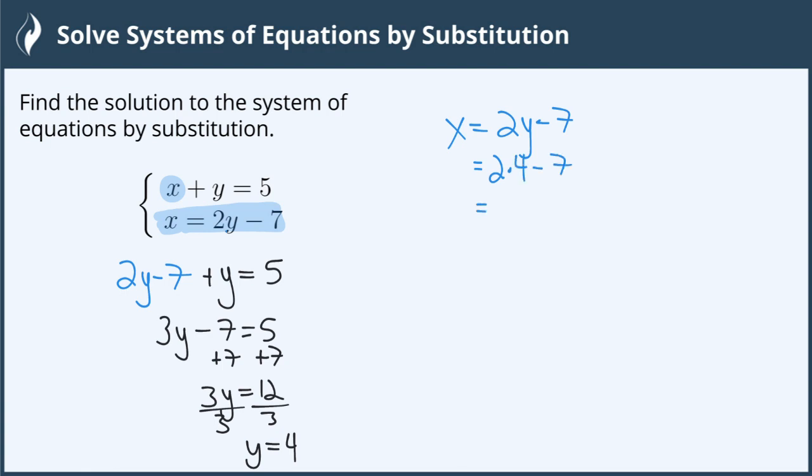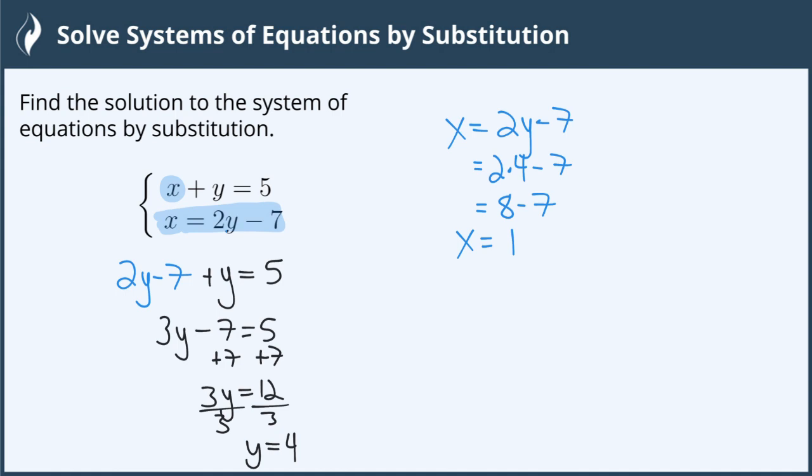This gives us 2 times 4 is 8. And 8 minus 7 is 1. So now we know that our x is 1. In fact, if you check that in the top equation, x plus y equals 5, since x is 1 and y is 4, they do add together to be 5, so we can be really confident in our answer.